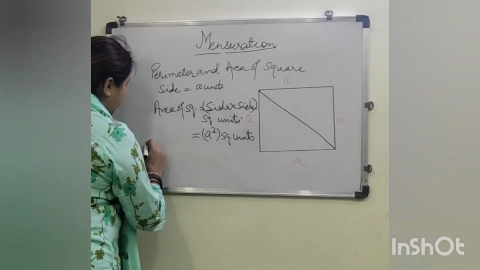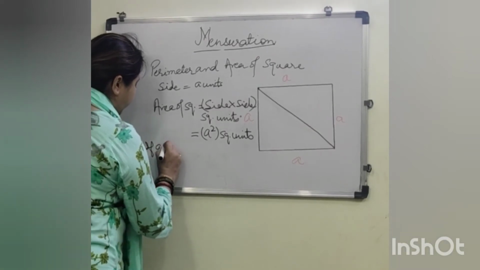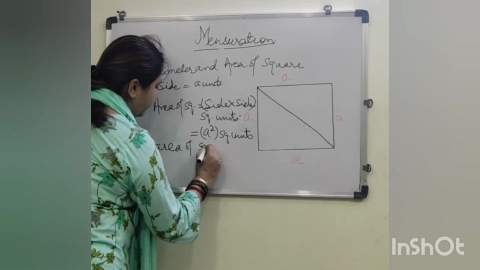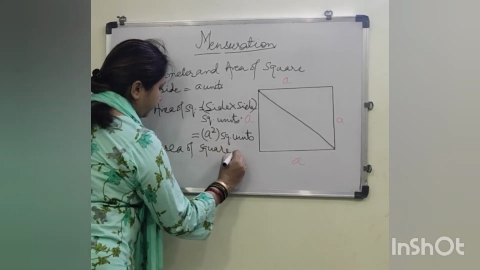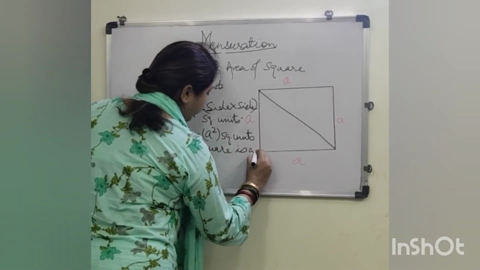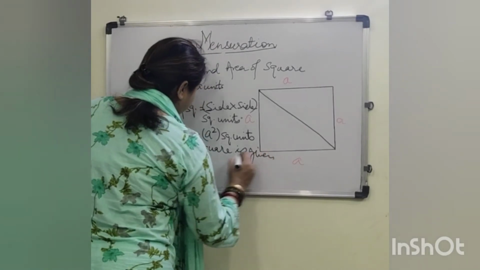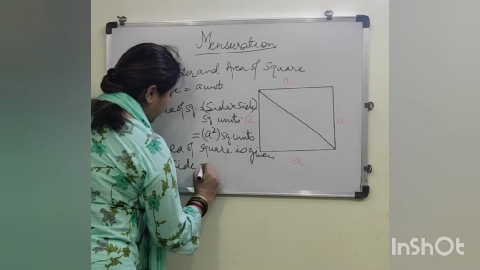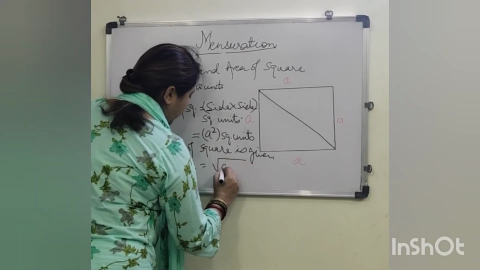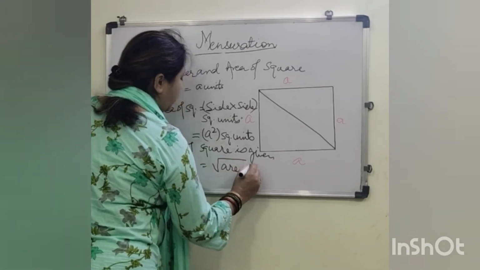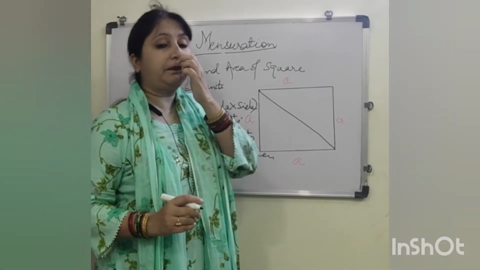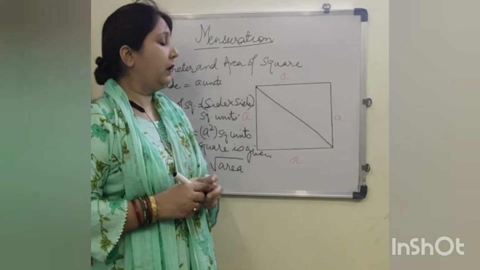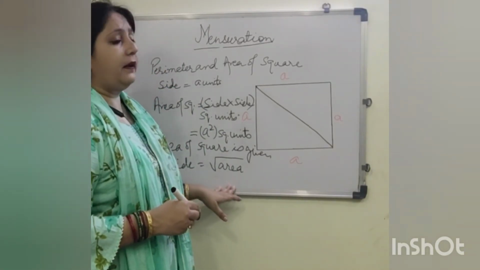Now the case comes if area is given. If area of square is given, then side is equal to under root area, square root of area. In the later session, I will tell you how to find the square root of area.